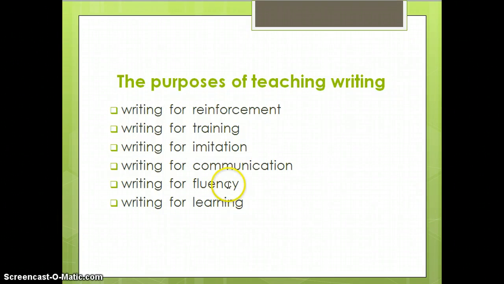The last category of writing is writing for learning. It combines the five previous ones and not only includes them, but it can replace them as well. For this reason, writing should be seen as a learning process, not simply a skill taught last on a list of phases.